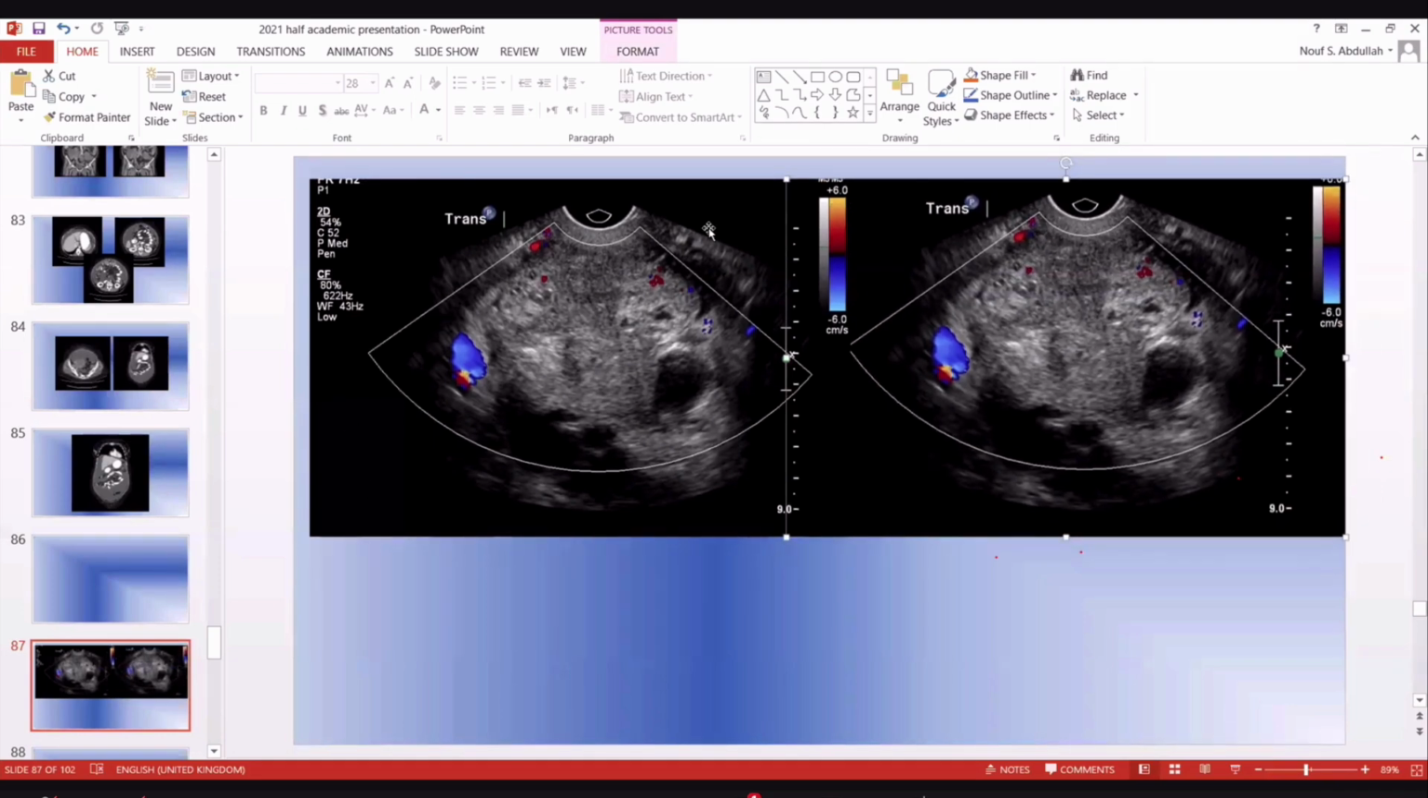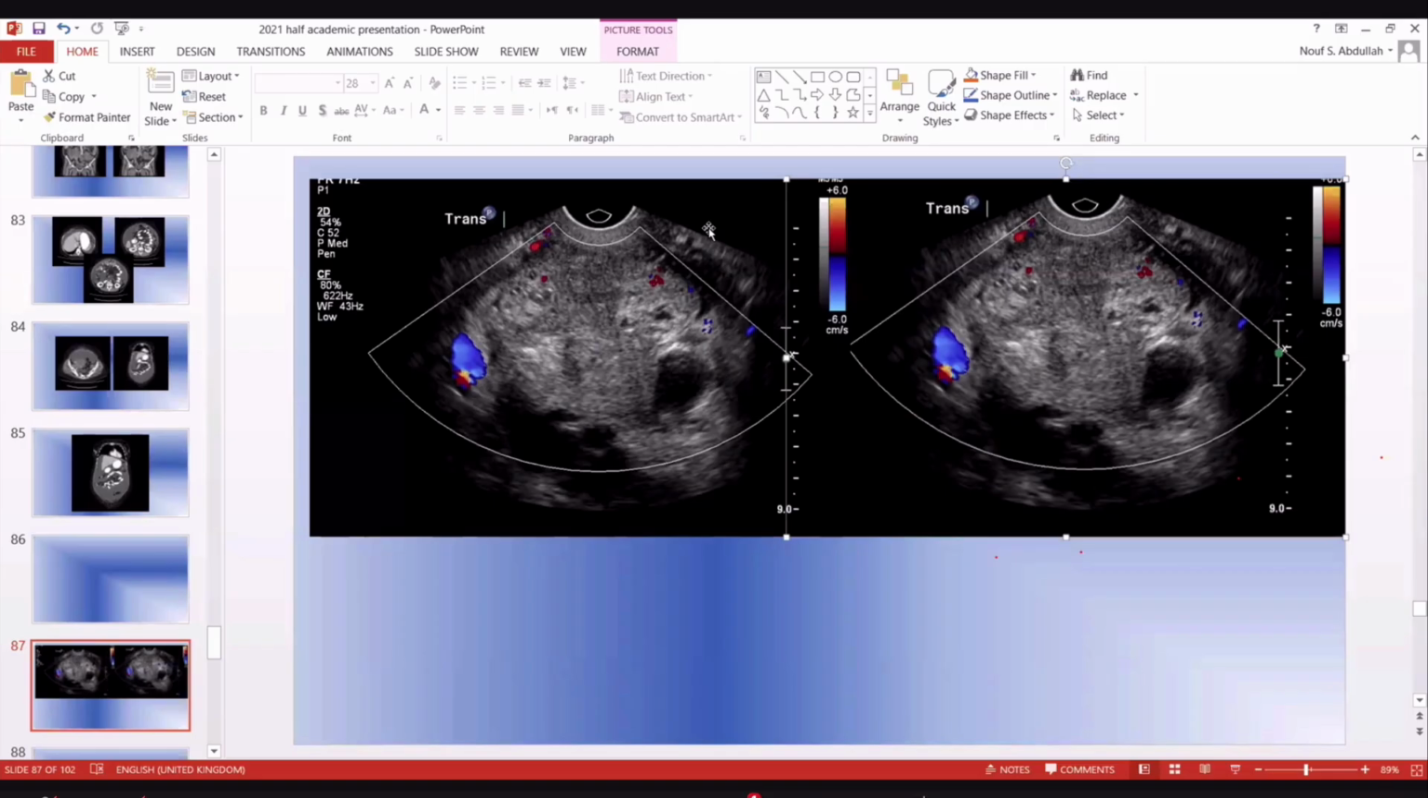So based on this, the differential diagnosis of a solid adnexal lesion, I would think about metastasis, I would think about Brenner tumor, I would think about granulosa cell tumor. Is fibroma a possibility?